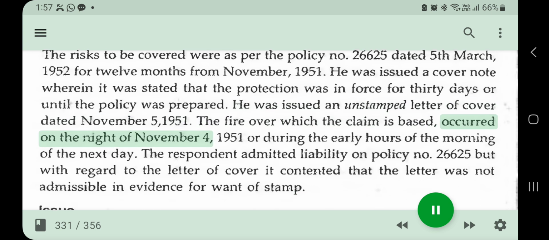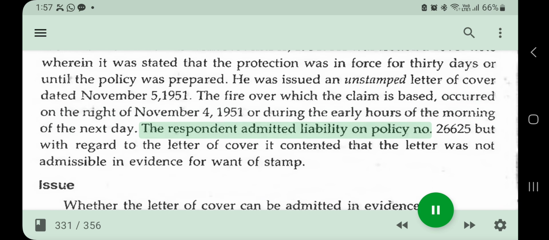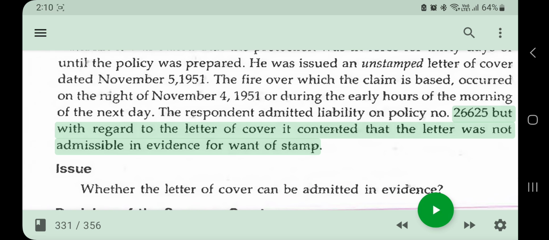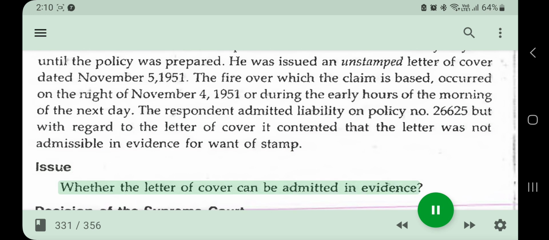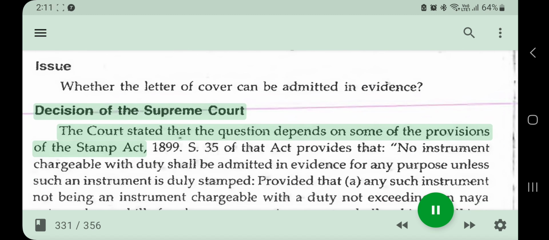The fire over which the claim is based occurred on the night of November 4, 1951 or during the early hours of the morning of the next day. The respondent admitted liability on policy No. 26,625, but with regard to the letter of cover it contended that the letter was not admissible in evidence for want of stamp. Stamp issue: whether the letter of cover can be admitted in evidence? Decision of the Supreme Court.